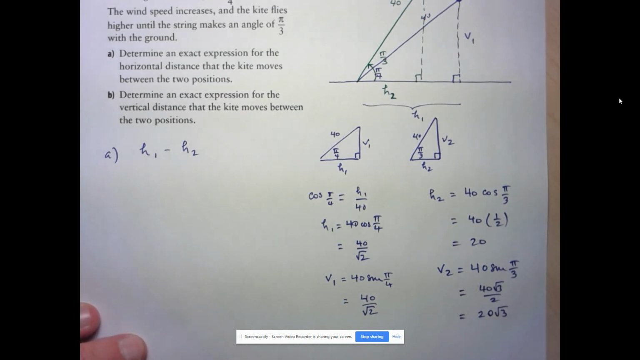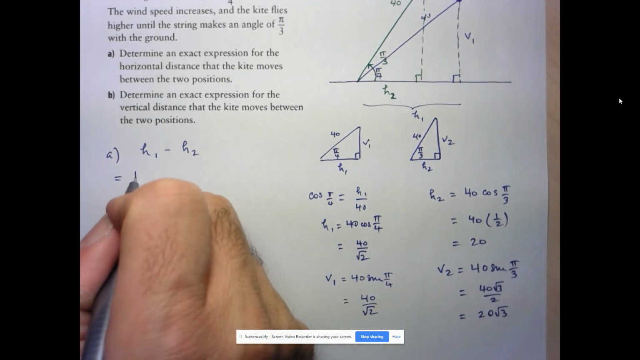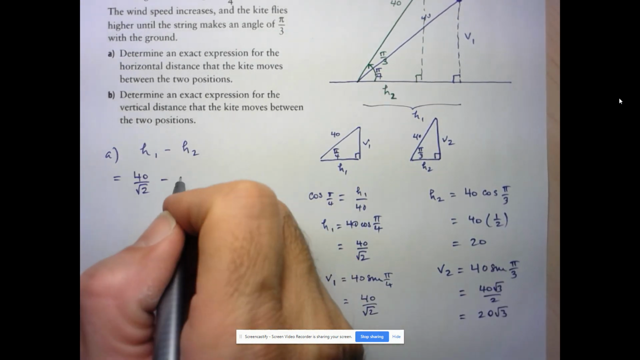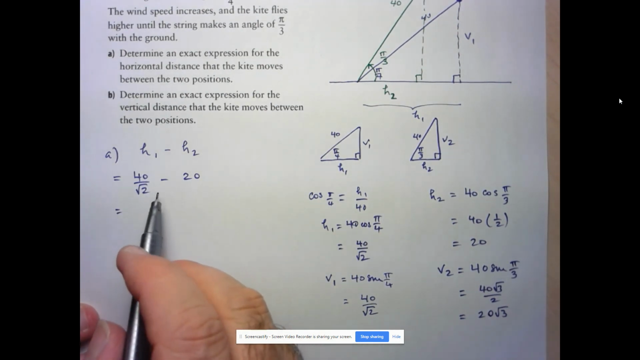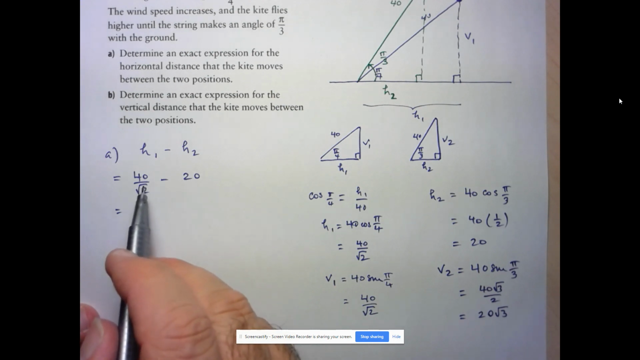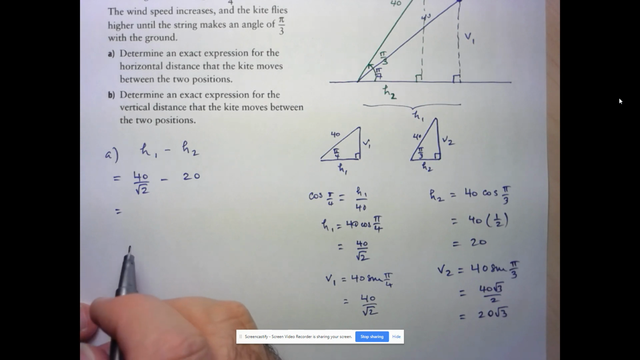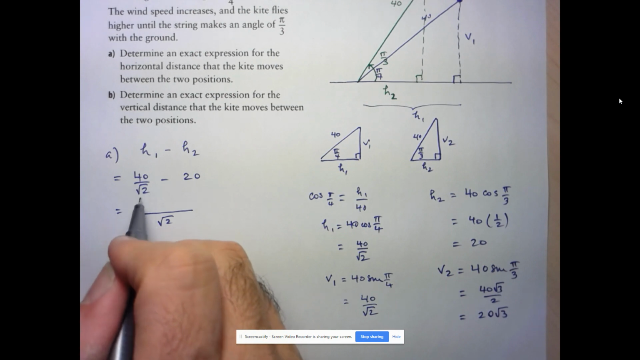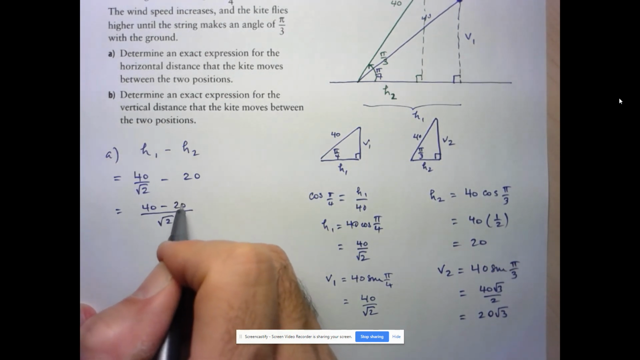All right. So now it's just a matter of inputting these things into the expressions we need. So if it's h1 minus h2, well, h1 is 40 over root 2 minus, this is just going to be 20. So let's subtract these. You shouldn't leave them as two separate expressions. At the very least, you should bring it into one single fraction. So common denominator is going to be root 2, so this is already in that denominator, so 40 minus, we need the root 2 here, so 20 root 2.